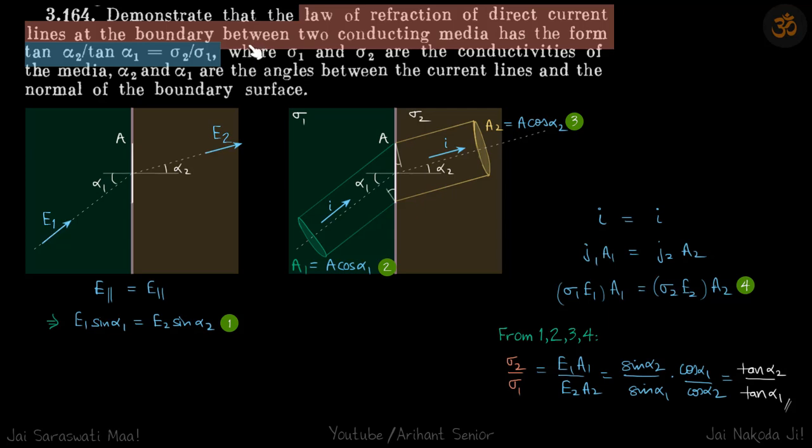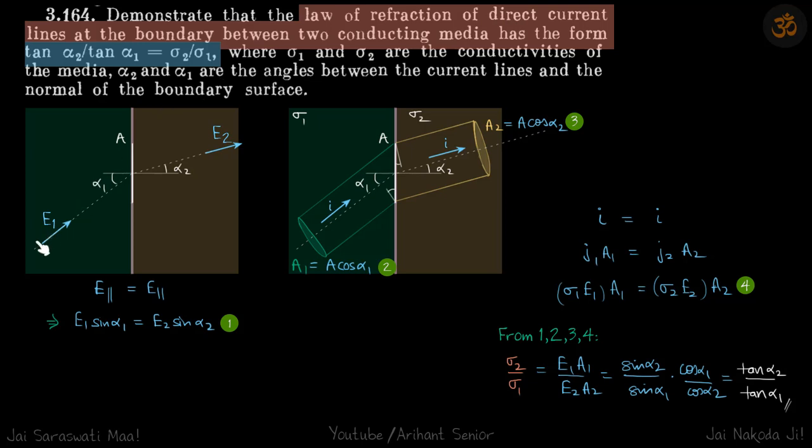So we have a boundary between two conducting media which have different conductivities sigma 1 and sigma 2. So we have a conducting medium here and another conducting medium here, and the conductivities are sigma 1 and sigma 2 in the mediums. We need to find the law of refraction for direct current lines.